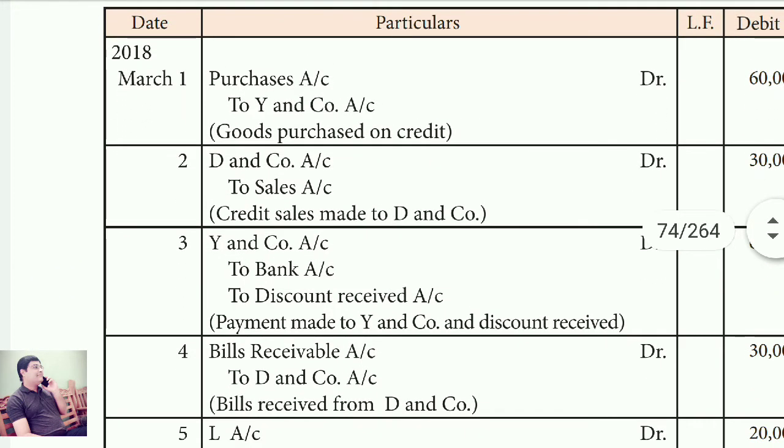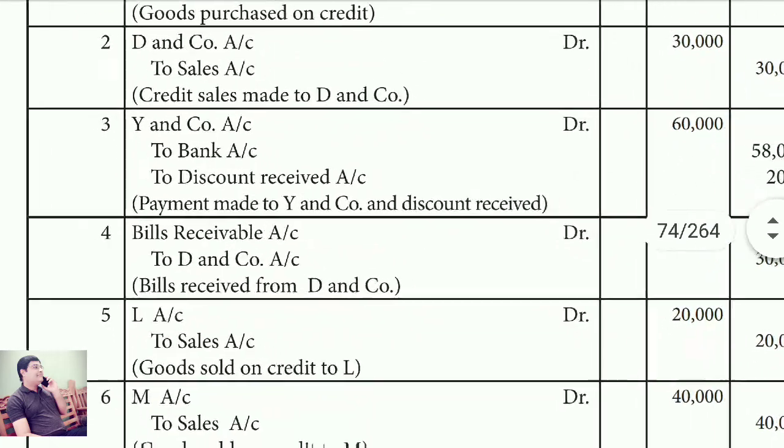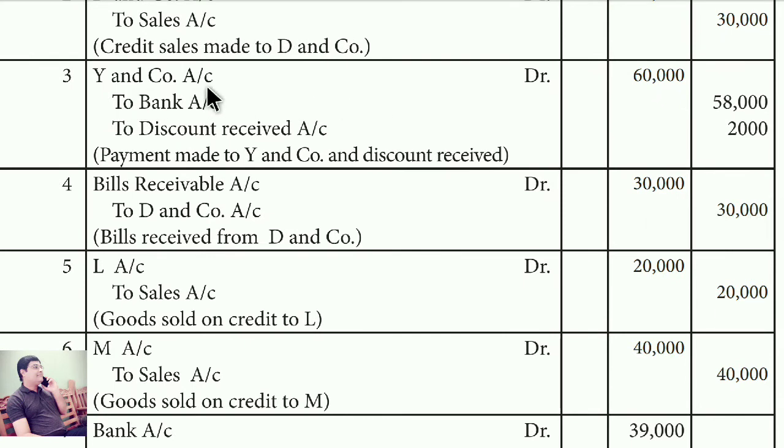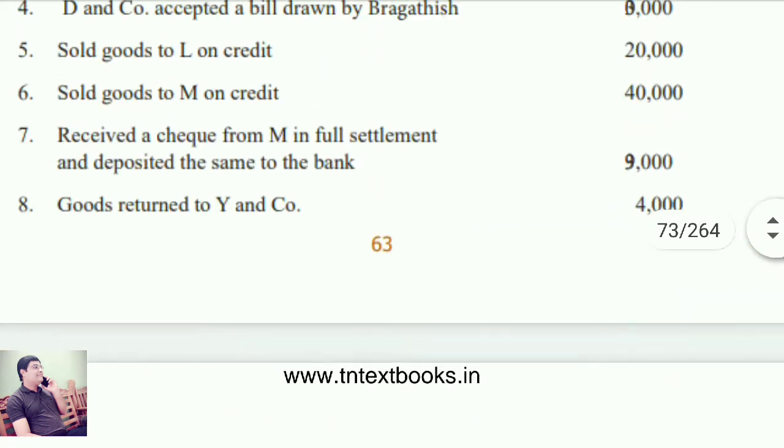Now see the answer. Then I'll tell you very easily how to remember this entry. See here, Y and Company account debit 60,000 to bank account. How much we paid? 58,000 we paid. So we have to pay 60,000, but we paid only 58,000. So how much discount did we receive? 2,000 we received as discount. So Y and Company account debit, to bank account, to discount received account.